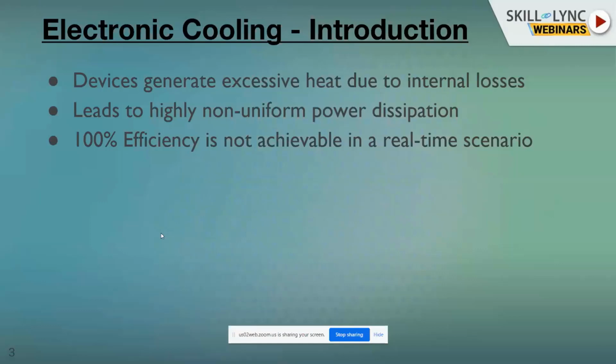For example, if you take a mobile phone or your Wi-Fi modem, sometimes it may become very hot. It is touchable, but the temperature is around 40 to 45 degrees on the surface of the device, so it is not comfortable while using it. These electronic devices generally generate excessive heat due to losses happening inside the system. That leads to highly non-uniform power dissipation.